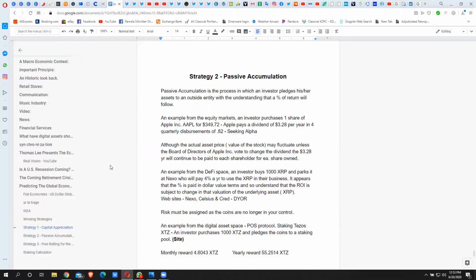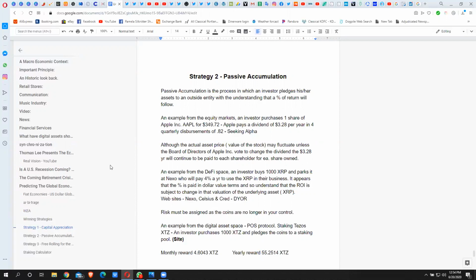Strategy number 2, I call this passive accumulation. It's akin to any passive income strategy that you may receive, whether it's through fixed income bonds, dividend paying equities, real estate holdings, etc. Passive accumulation is the process in which an investor pledges his or her assets to an outside entity with the understanding that a percentage of return will follow.